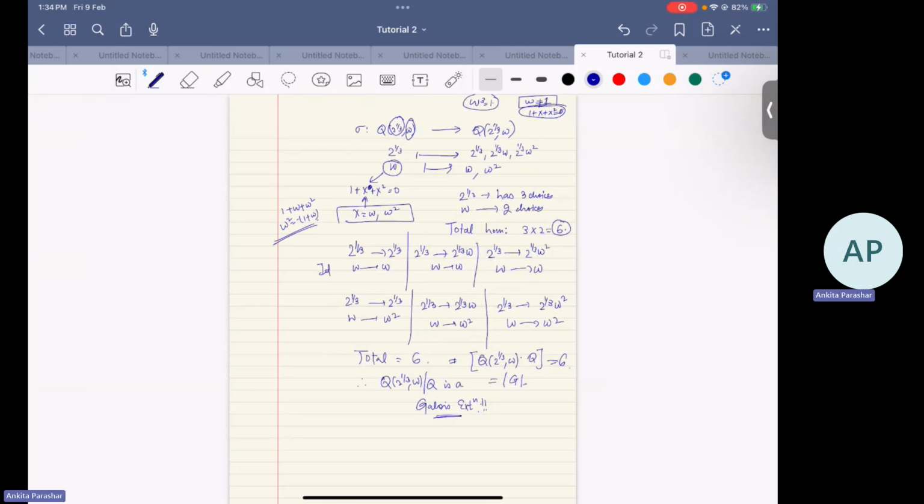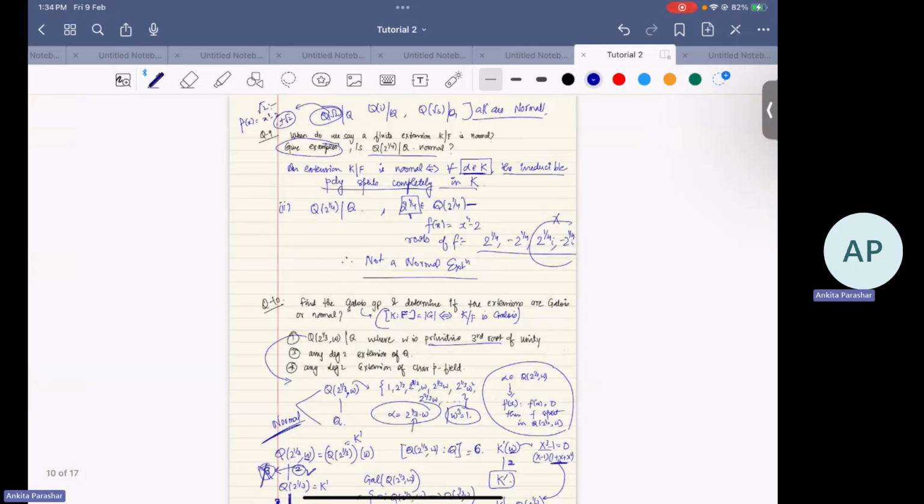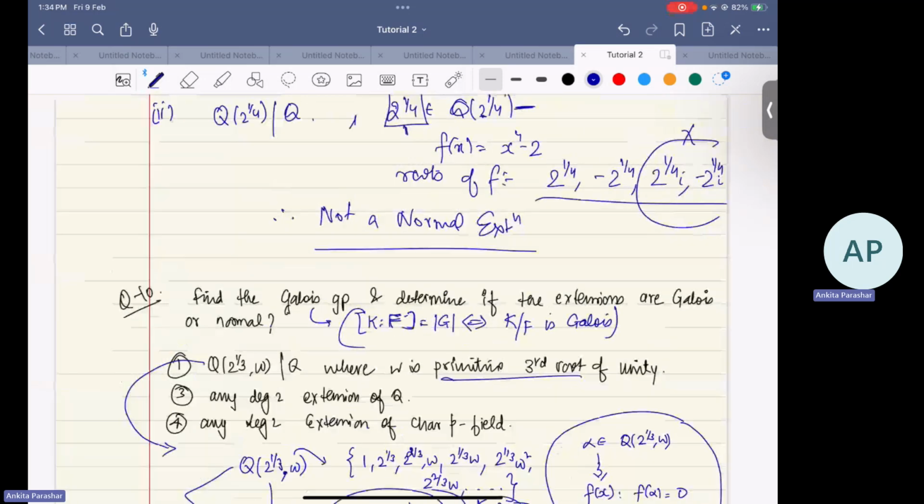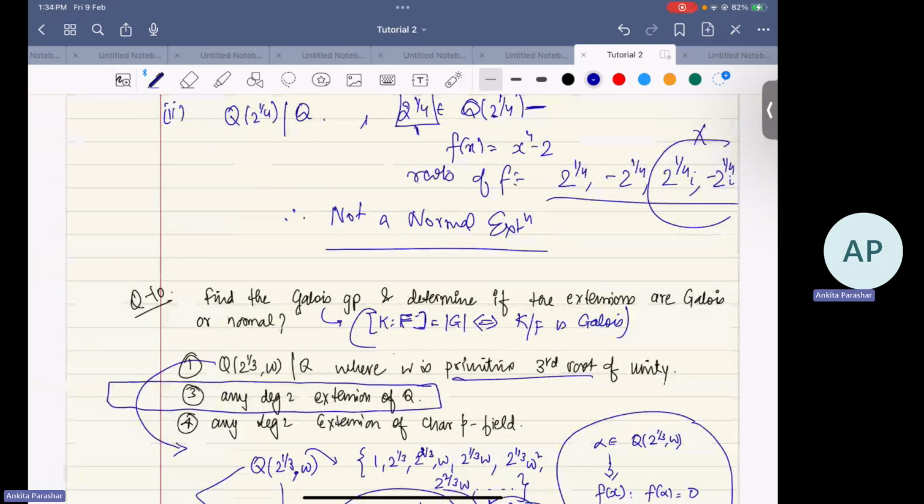All right, so I think things are clear now. Next, can we say that any degree 2 extension of Q is normal and Galois? Yeah, can we say any degree 2 extension over Q is normal? But Galois? Think for a minute. I think it has been more or less covered in the lecture class. I will repeat that.